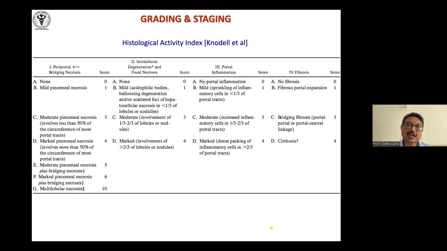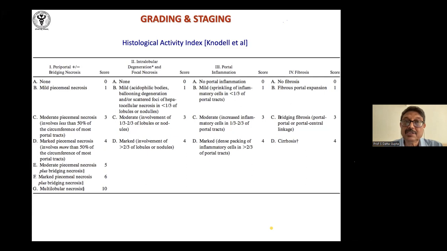The first attempt was made by Knodell et al. But the problem with Knodell's system is that there are two problems. One is that from 1, it jumps to 3 and 4. Sometimes there's a missing number 2, right? The second was that, say 1, there's no 2, 3, 4. So that was one problem. The second problem with Knodell's is that he combined fibrosis with inflammation. So he combined fibrosis and inflammation together, and then you add up all these scores, the fibrosis score and inflammation score, and then you arrive at a histological activity index.